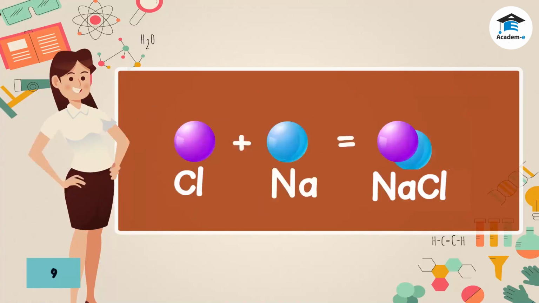Another example is the compound sodium chloride, or also known as table salt. It is produced when sodium reacts with chlorine gas. When these two elements react to form a compound, sodium and chlorine lose their identity and an edible salt is formed.